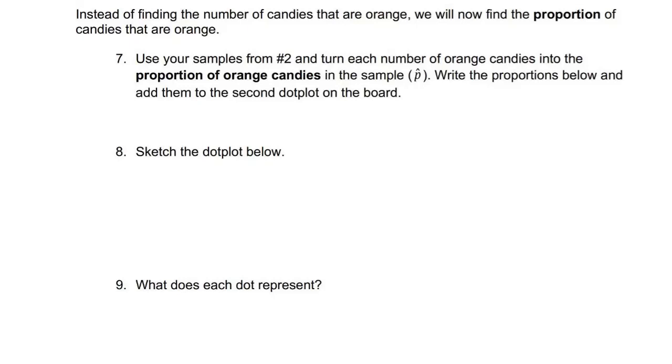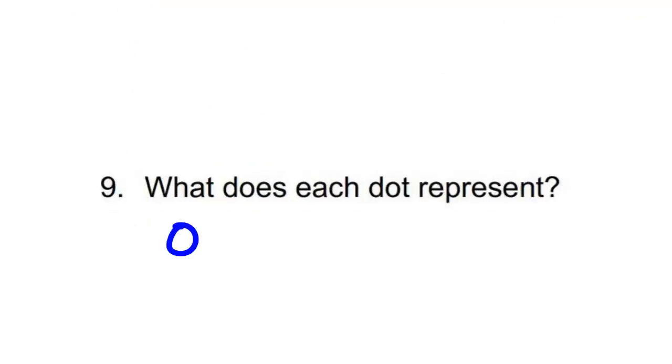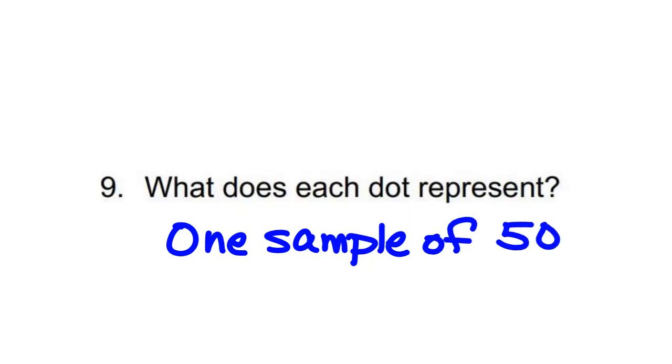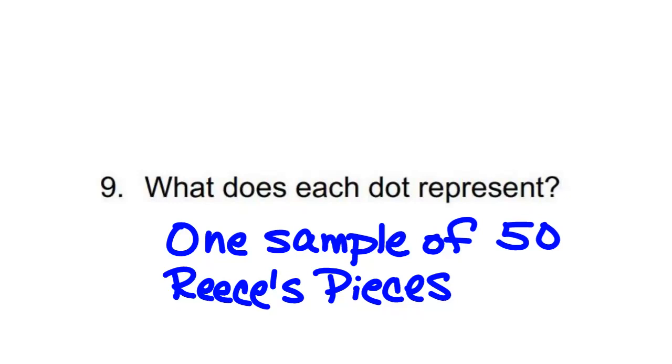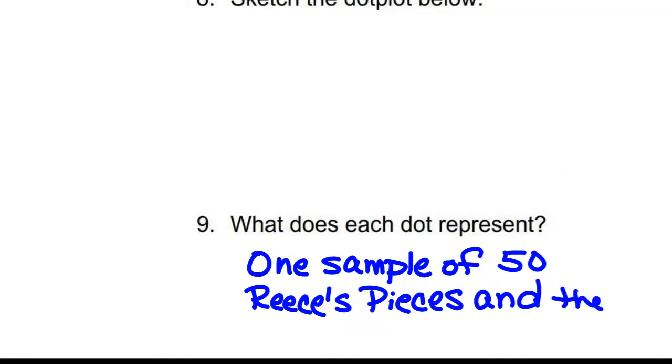What does each dot represent now? One sample of 50 Reese's Pieces. Because we took a sample of 50, right? One sample of 50 Reese's Pieces, and the proportion of orange candies.